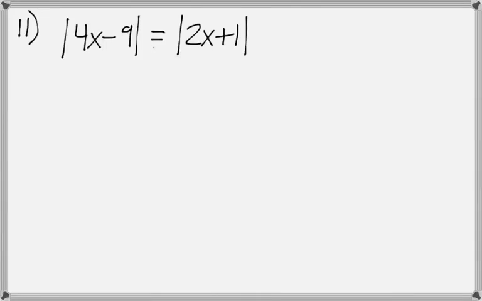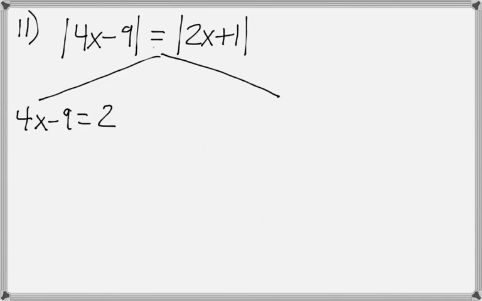For number 11, we have two absolute values, or absolute values on both sides. Now this actually isn't going to change too much on how we do the problem. I still am going to break it up into two branches. I'm still going to get rid of the absolute value bars.